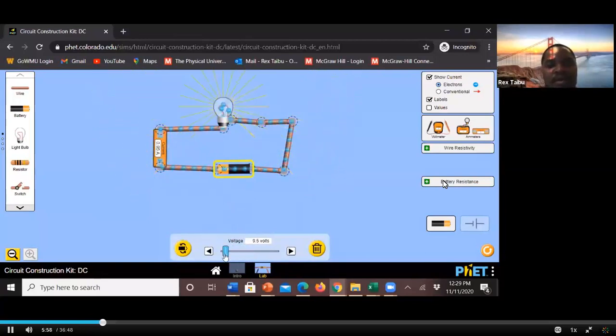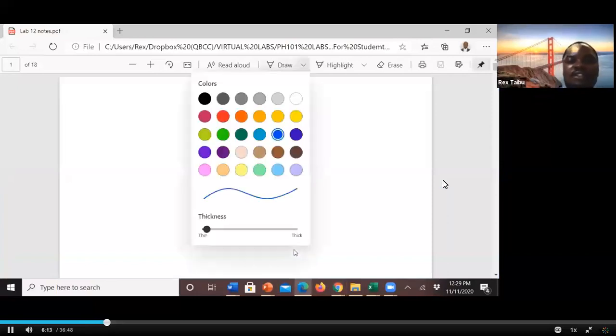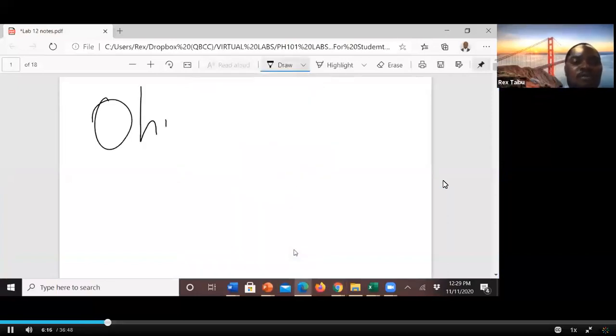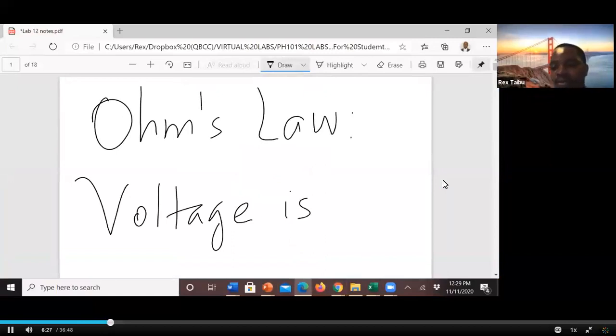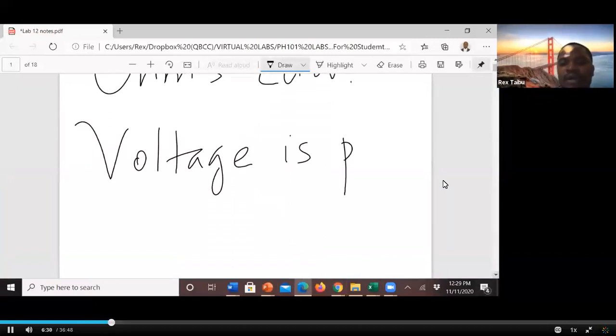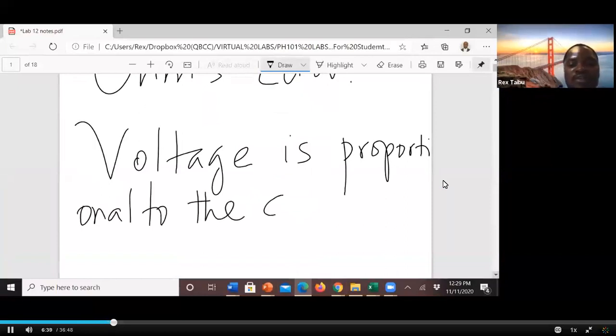So this is what we call Ohm's law. You can just investigate it here quickly, but we want to do some mathematics to understand Ohm's law. Ohm's law just says that the energy supplied to the charge, or voltage, is proportional to the current in the circuit.